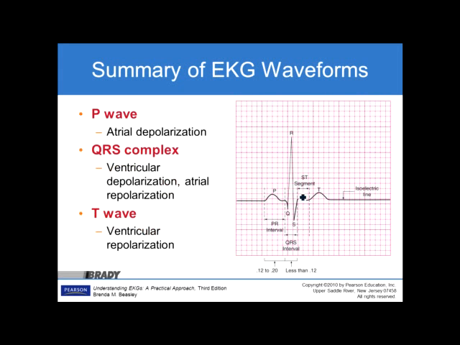Summary of EKG waveforms. The P wave identifies atrial depolarization. The QRS identifies ventricular depolarization. The T wave identifies ventricular repolarization. This is the ST segment, and where the S wave should have returned to the isoelectric line is also considered the J point. That's going to conclude Chapter 5, the EKG.